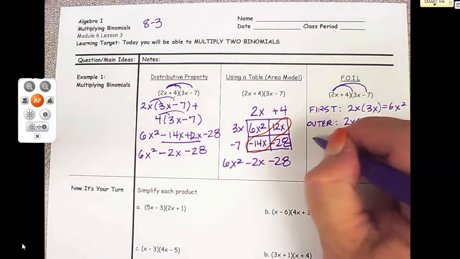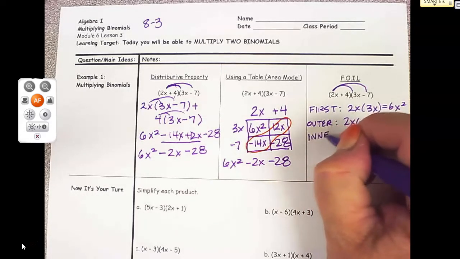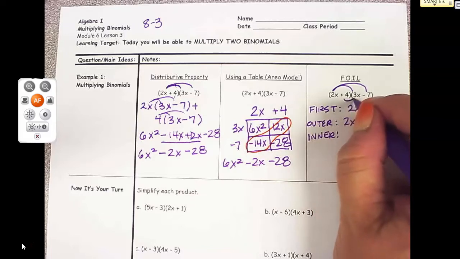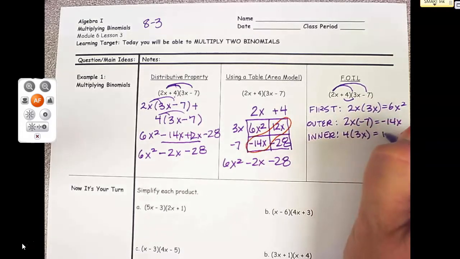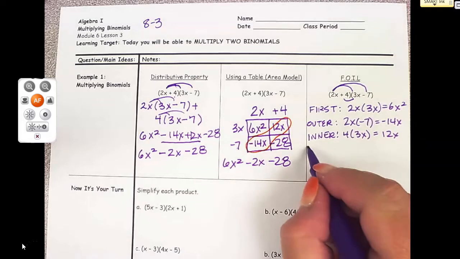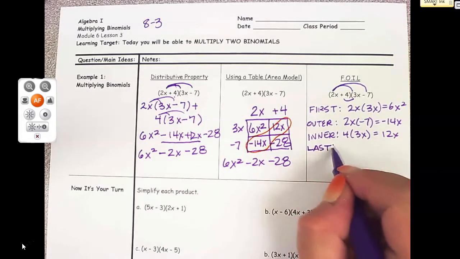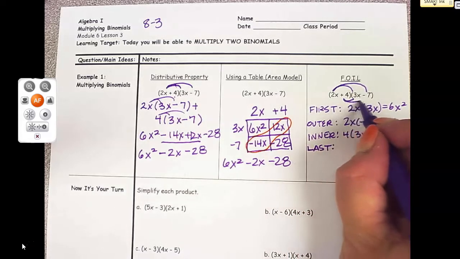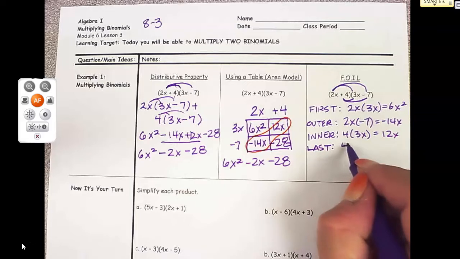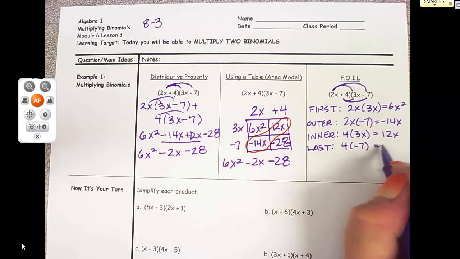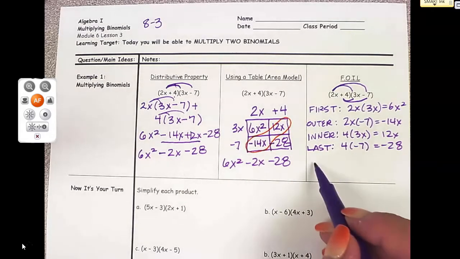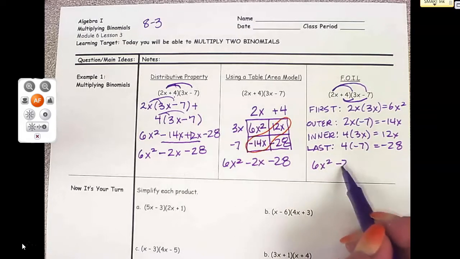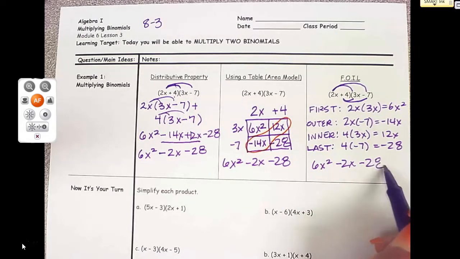Then the I stands for inner. And the 2 inner terms are your 4 and your 3x. So there I get 12x. And then the L stands for last. And the last term of each binomial, 4 times negative 7, and I get negative 28. So again, I can combine my like terms and get the same result.